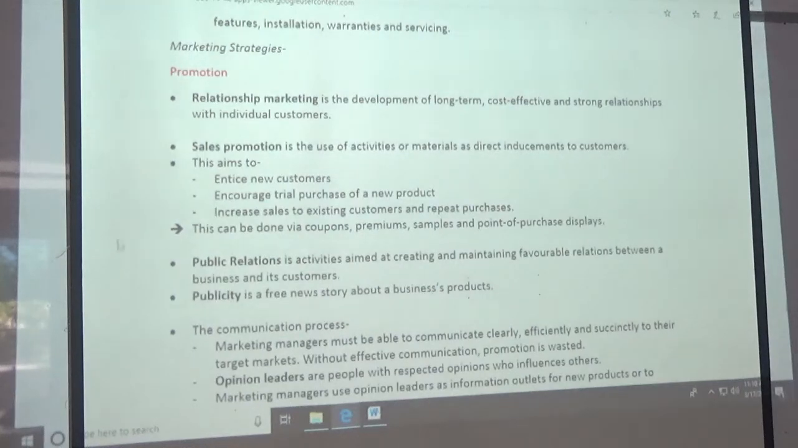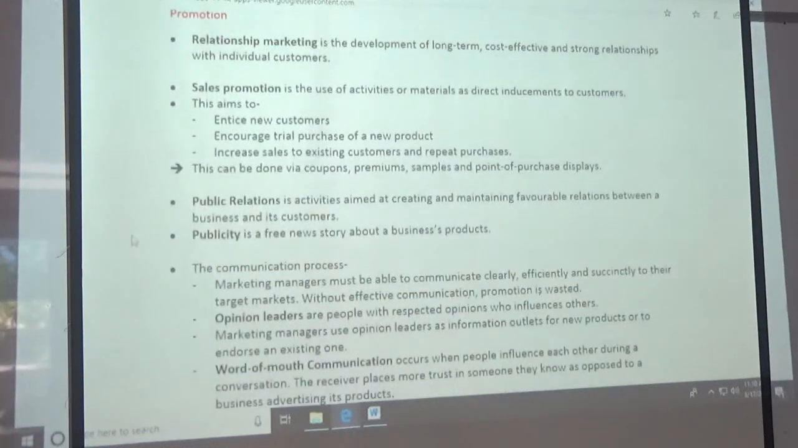PR we talked about many times. PR is the relationship between the media, the editors, the reviewers, customer reviews too. So PR is about how the community feels about the business. What's the image that you've created with customers? And publicity is free news about the business products. Hopefully it's good reviews.